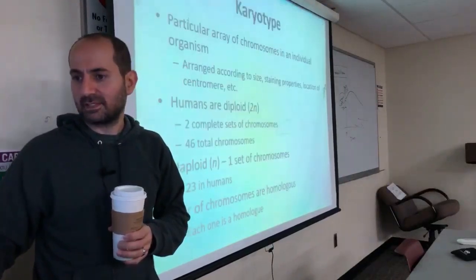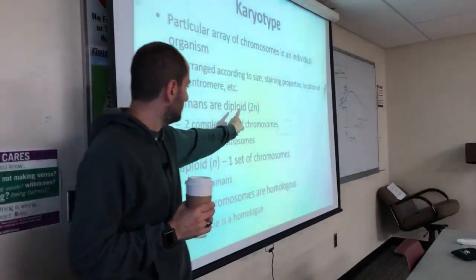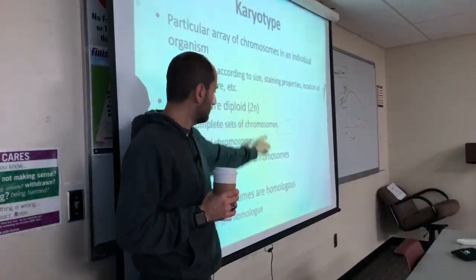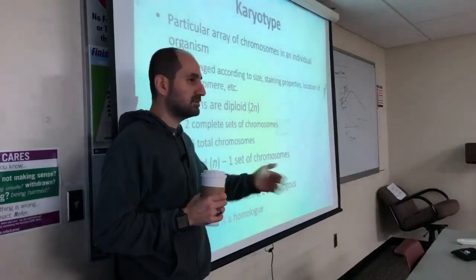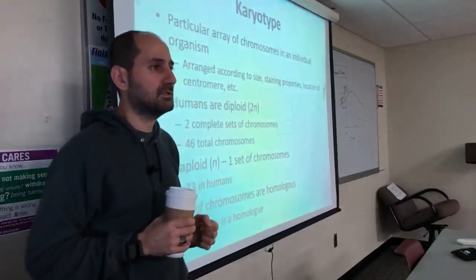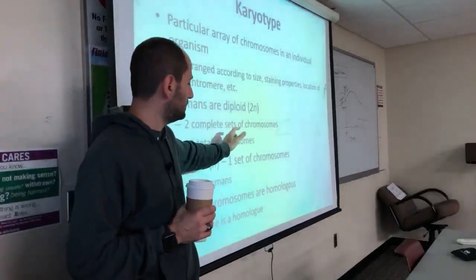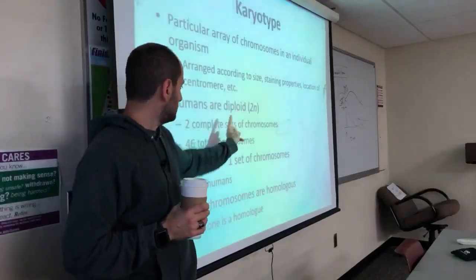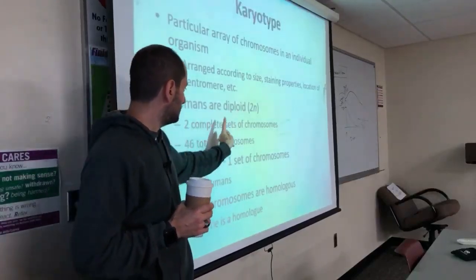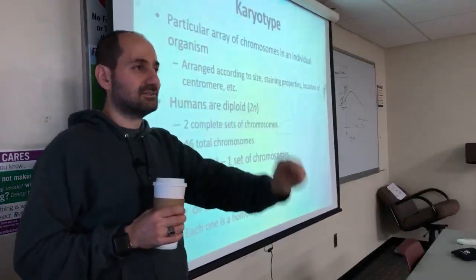What else? We should know the terms diploid and haploid. Diploid, they denote that as 2N. Haploid, N. Okay? N stands for set. Homologous set. By the way, you should edit your notes. This is actually very important that you understand. Diploid doesn't only mean 2 complete sets of chromosomes. It's 2 complete homologous sets of chromosomes.